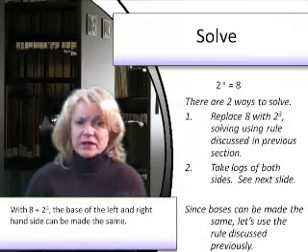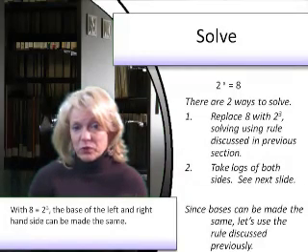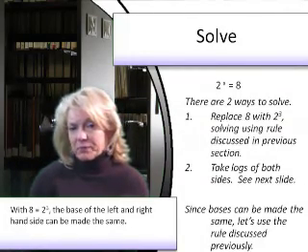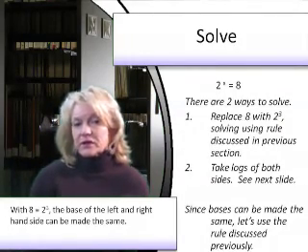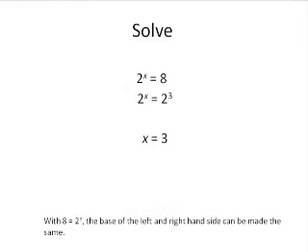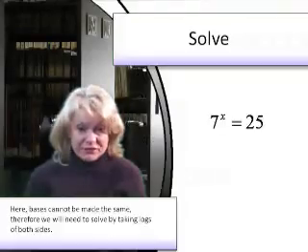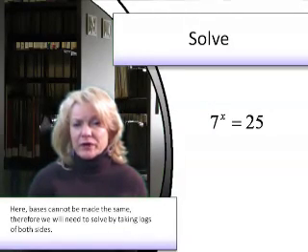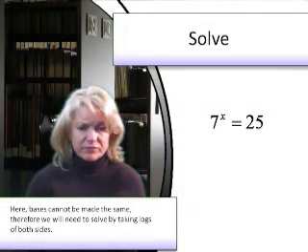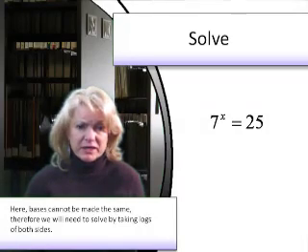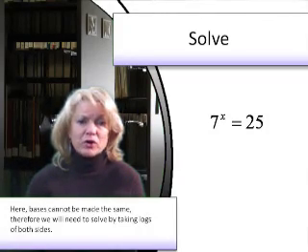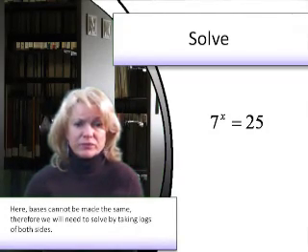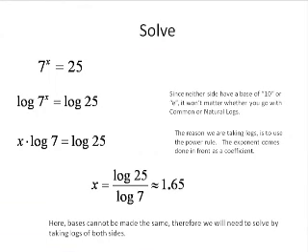This exponential equation can be solved by the exponential property of equality, since 8 can be replaced by 2 cubed. This gives us a solution of 3. As for this exponential equation, we cannot make the bases the same, therefore we need to solve by taking logs of both sides. Since 7 and 25 are not 10 or e, it won't matter which base of logarithm you choose. The reason you are taking logs of both sides is now the power rule of logarithms applies.